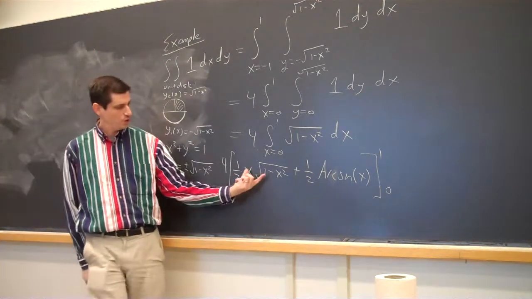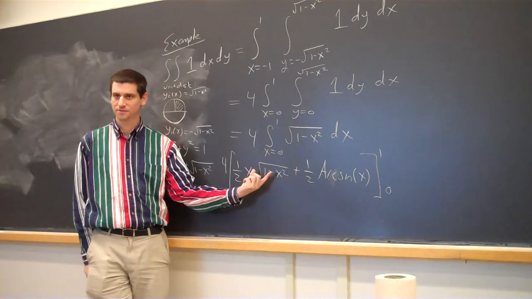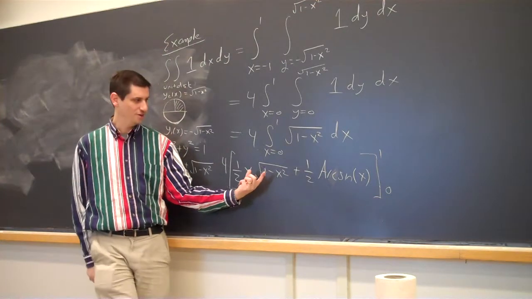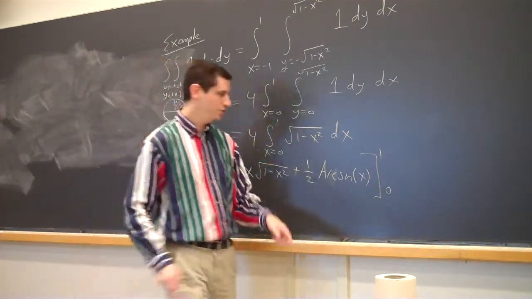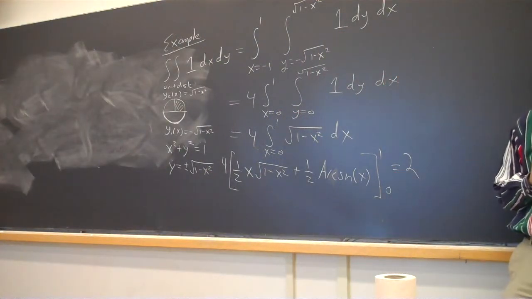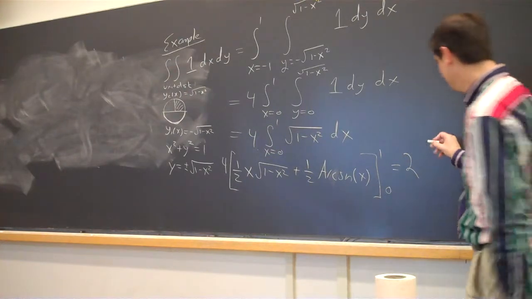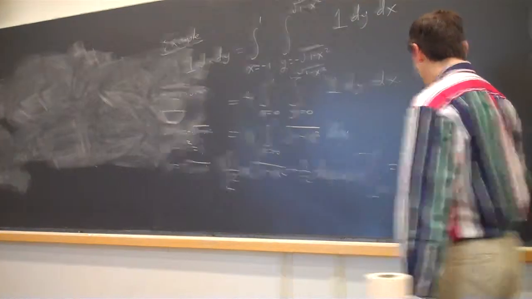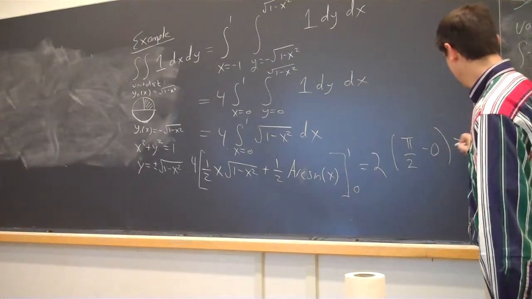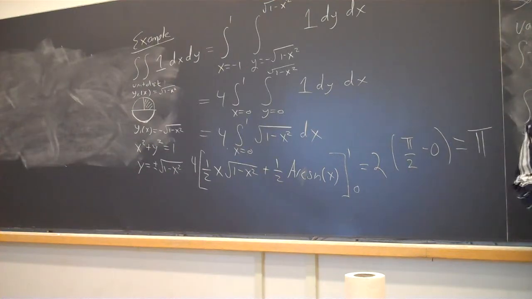When I evaluate this at 1, what do I get? 0. When I evaluate this at 0, what do I get? Good. 4 times 1 half is 2. What's the arc sine of 1? What angle has a sine of 1? Pi over 2. And what angle has a sine of 0? 0. Yay! The area of the unit disk is pi.